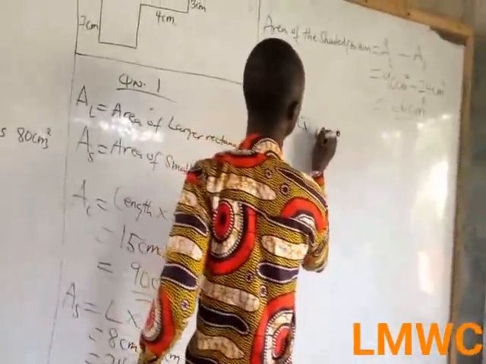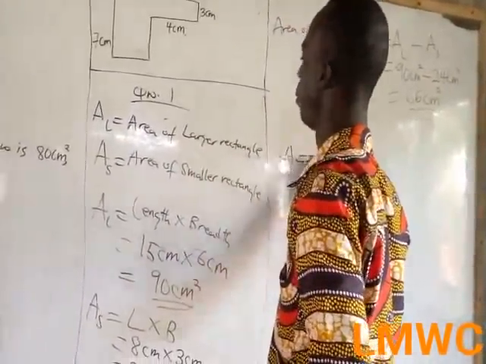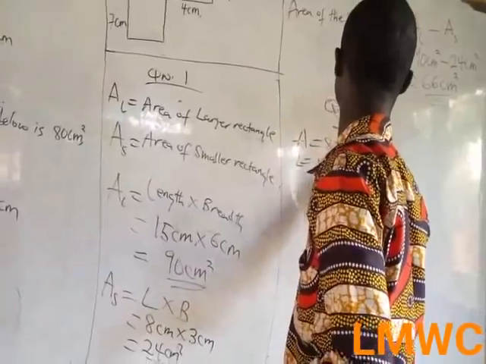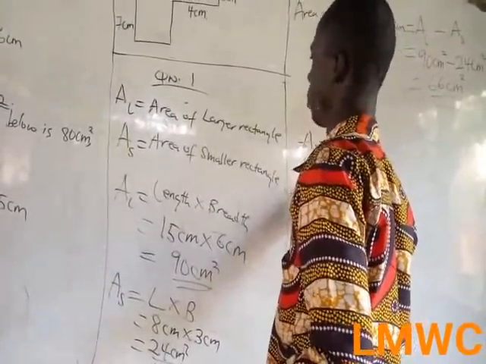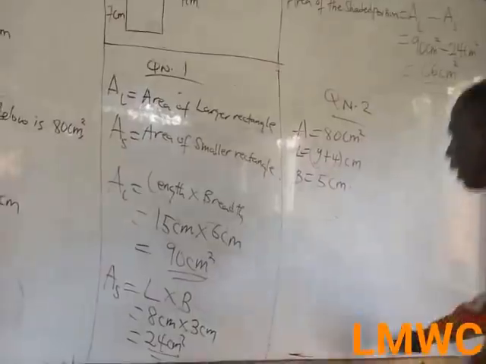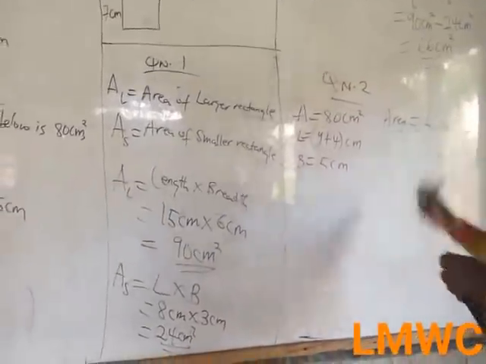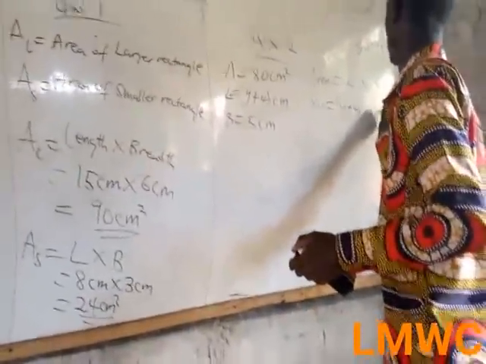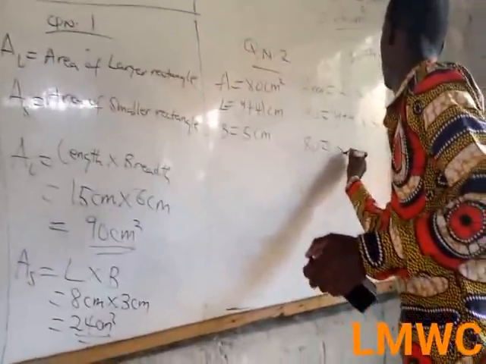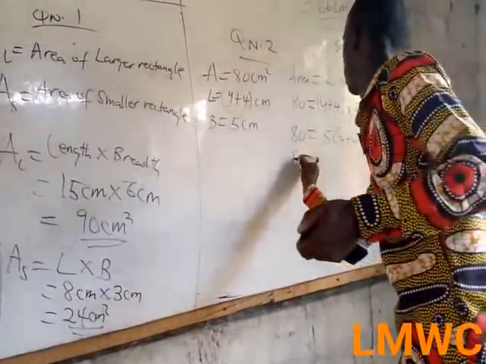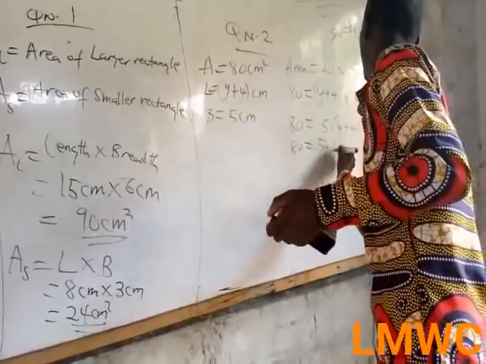This question is not difficult. So we know our area to be 80 centimeters squared. Our length is y plus 4 centimeters, and breadth is 5 centimeters. If you are asked to calculate y, we use the formula for area. Area is equal to length times breadth. We have 80 is equal to (y plus 4) times 5. So it becomes 80 equals 5(y plus 4). 5 will multiply the numbers in the brackets. So 5 times y is 5y plus 20.